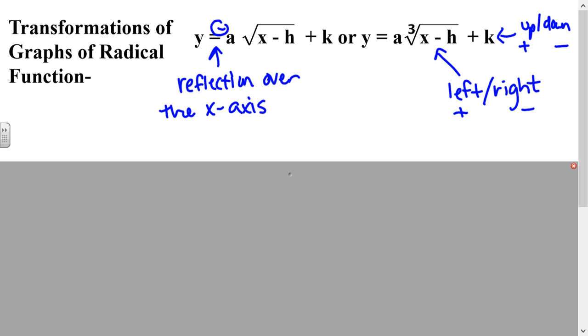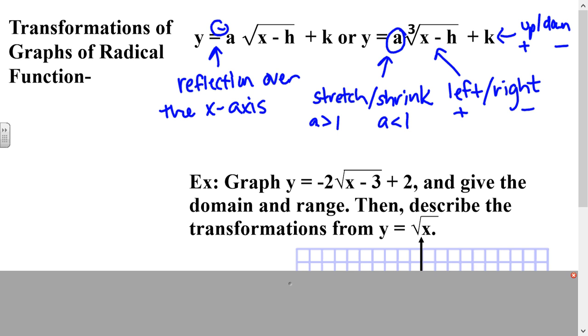Now, there's one more thing. This number in the very front tells us if the graph is going to stretch or shrink. Okay? Now, you don't pay attention to if that number is negative or not, because the negative part is talking about if there's a reflection or not. So the value of a, if a is greater than 1, then it's going to stretch by that factor. And if a is less than 1, then it's going to shrink by that factor.